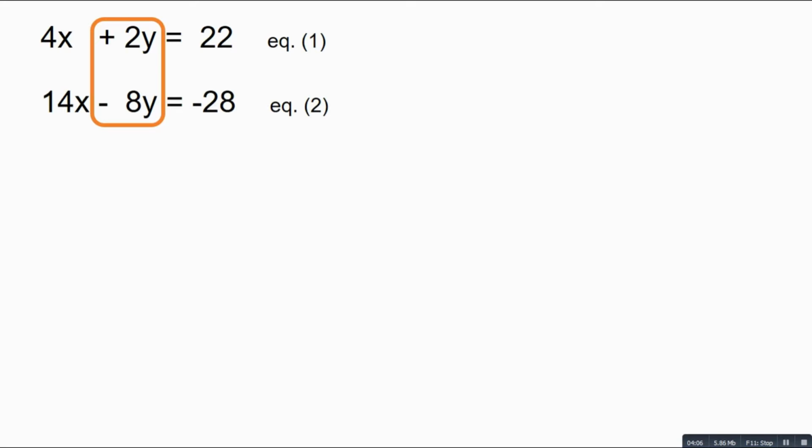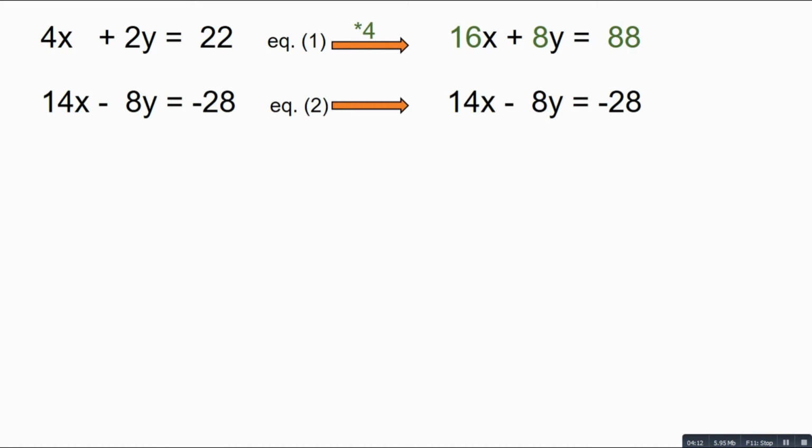What we will do now is multiply the first equation by 4, the whole equation. So 4x times 4 becomes 16x, plus 2y times 4 becomes plus 8y, and that's equal to 22 times 4, which is 88. We'll leave equation 2 the same: 14x minus 8y is equal to minus 28.